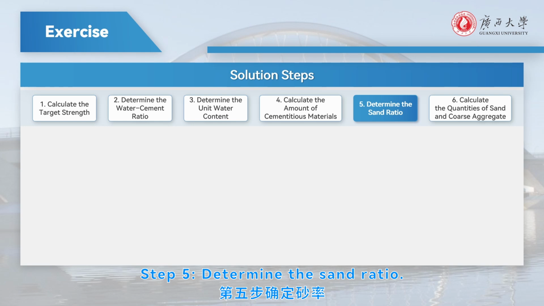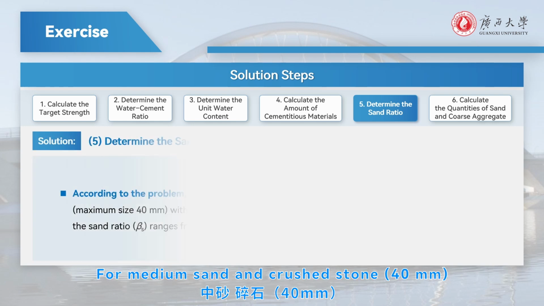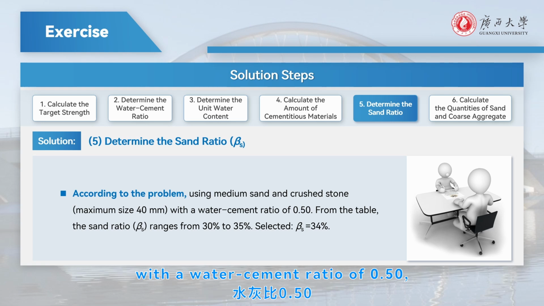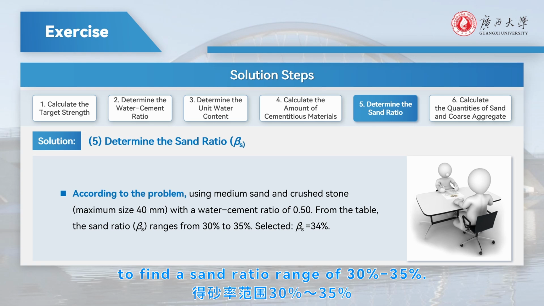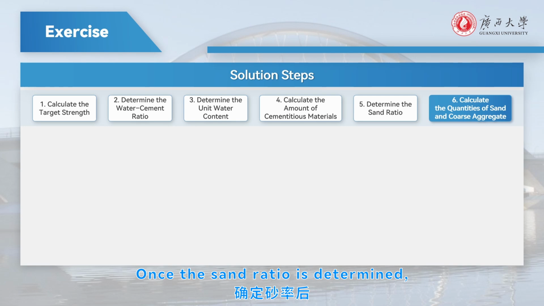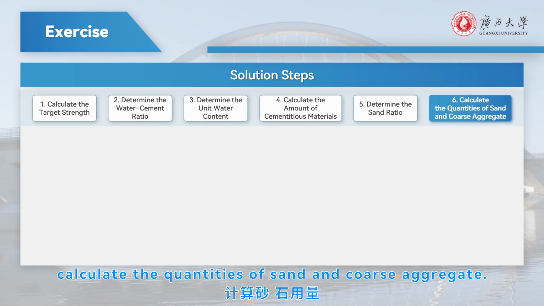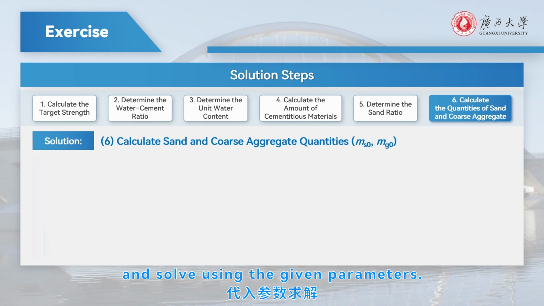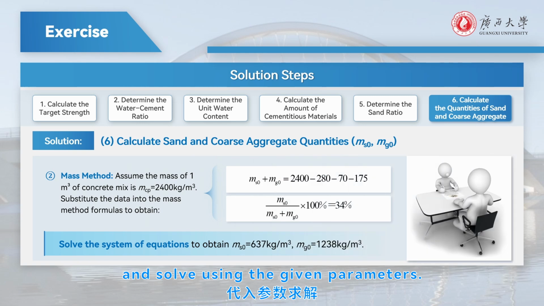Step 5: Determine the sand ratio. For medium sand and crushed stone, 40 mm, with a water-cement ratio of 0.50, refer to the standard tables to find a sand ratio range of 30% to 35%. Select beta S equals 34%. Once the sand ratio is determined, calculate the quantities of sand and coarse aggregate. Set up equations using both the volumetric and mass methods and solve using the given parameters.